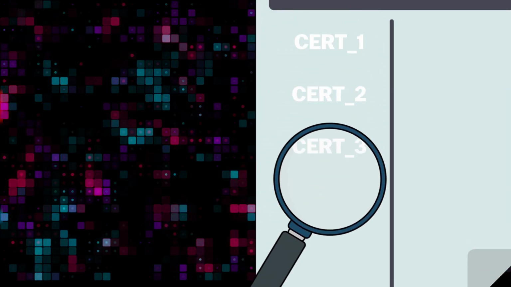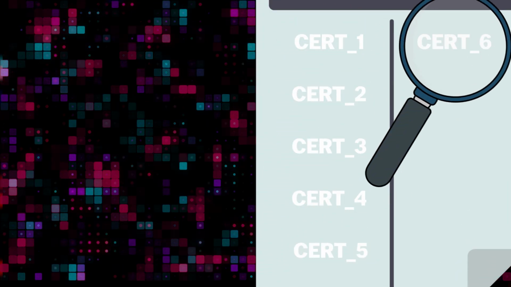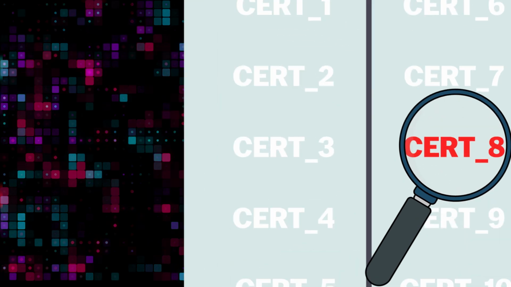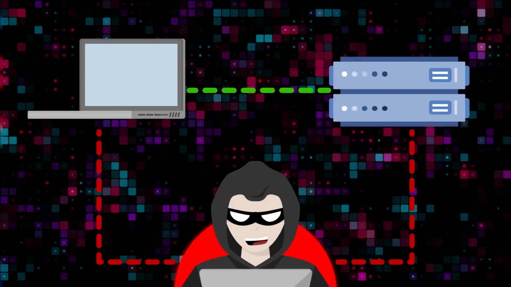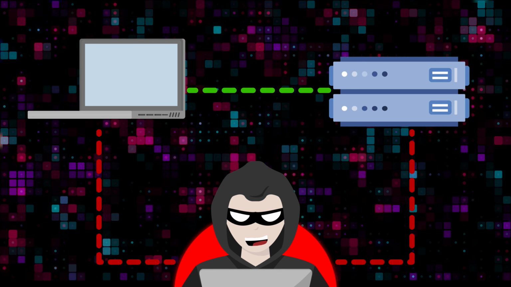How do these logs help prevent attacks? By openly logging certificates, certificate transparency helps in quickly identifying unauthorized certificates. This is crucial in preventing man-in-the-middle attacks, where attackers can intercept and manipulate the data transferred between two parties.